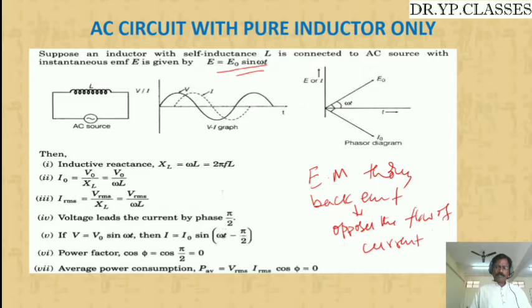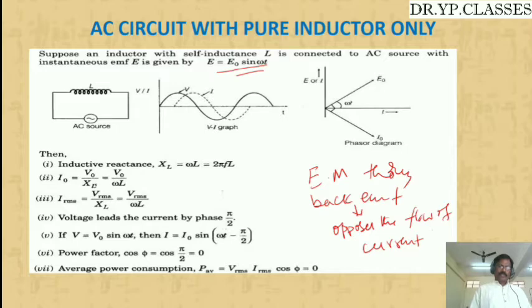When it opposes the flow of current, there will not be the same variation as we observe in the case of resistors. In the case of a resistor, there is the same variation: as the EMF rises, the current also rises, and as the EMF decreases, the current also decreases. But it is not the same in the case of an inductor. In an inductor, because of the back EMF, which opposes the growth of the forward current, the current will lag behind the applied voltage. So there will be a phase difference between the applied voltage and the current in the circuit.